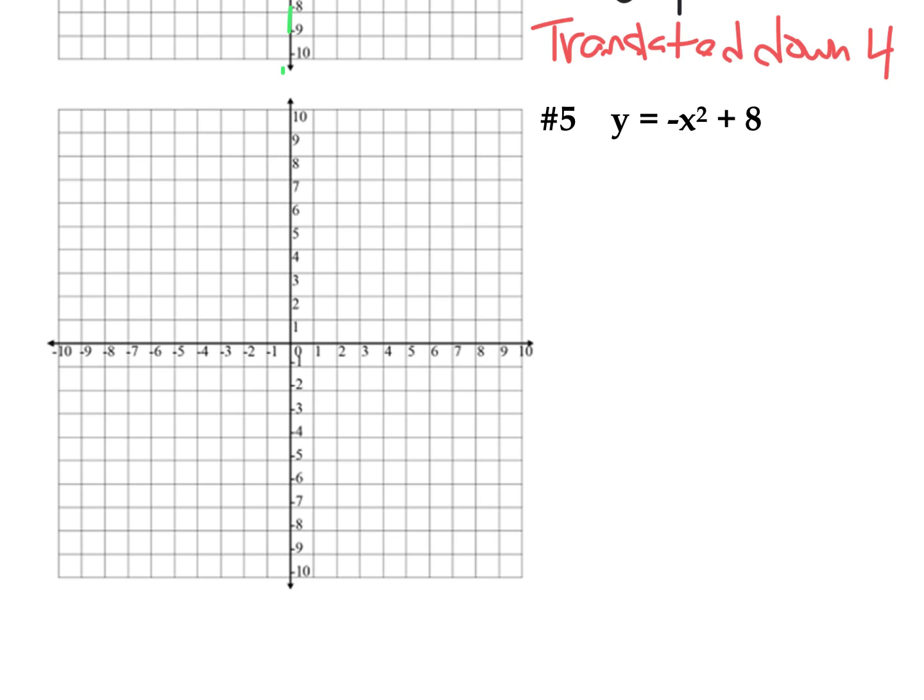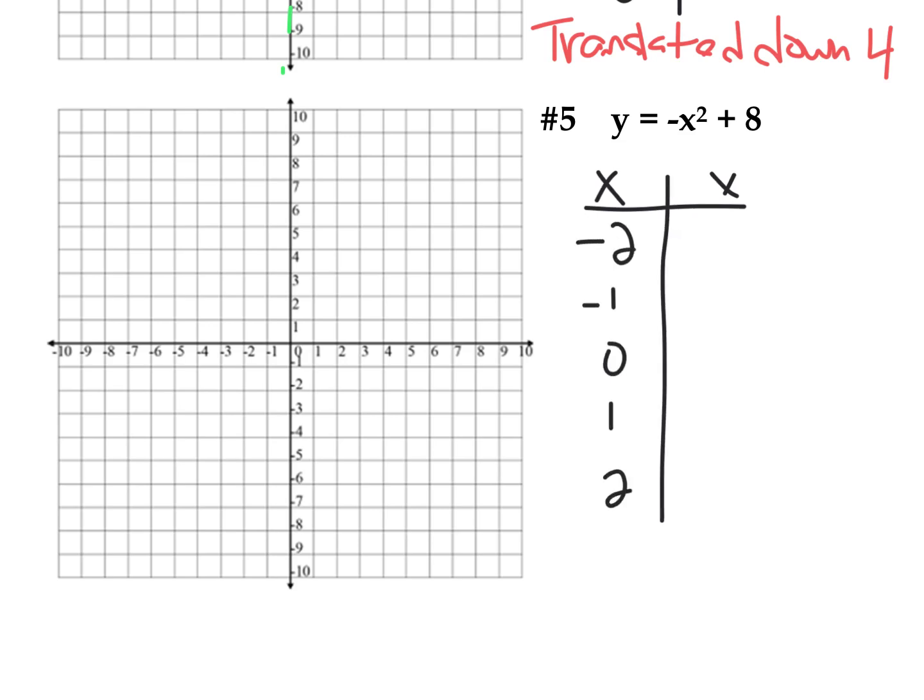So let's make a table of values, and we'll see what that looks like. I make my table of values. I'm going to plug in negative 2, negative 1, 0, 1, and 2. Plug in a negative 2. Now when I plug negative 2 in here, squared is 4, but it's negative now. So 4 with a negative. So negative 4 plus 8, which is 4.